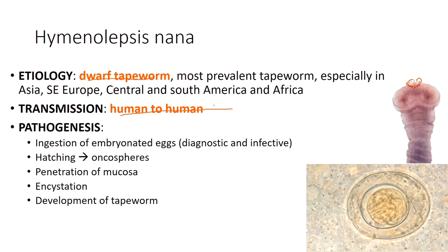You ingest the embryonated eggs, which is this guy here. So you have a little coconut egg, and then we have another thing like here, and then we have here, that is your coconut. That's going to be Nana's coconuts. Okay, that doesn't sound appropriate.